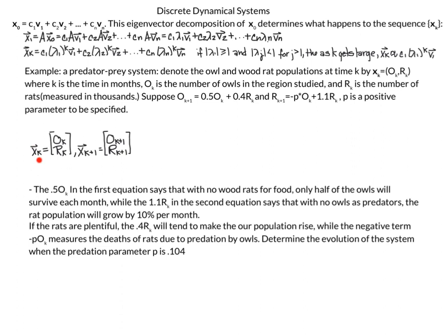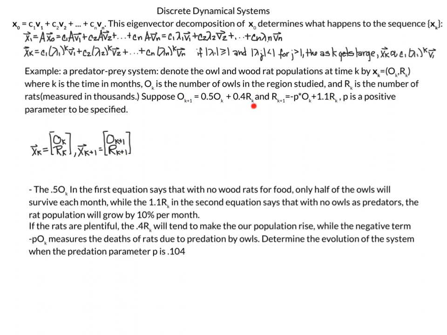I'm just going to write my x of k. Now I have my owl population and my rat population, and x of k plus 1 is the O of k plus 1 and R of k plus 1. And then I have these equations that tell me what O of k plus 1 is equal to, and the equation that tells me what R of k plus 1 is equal to.